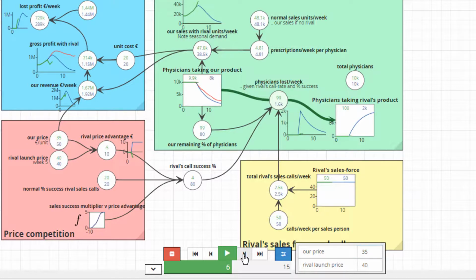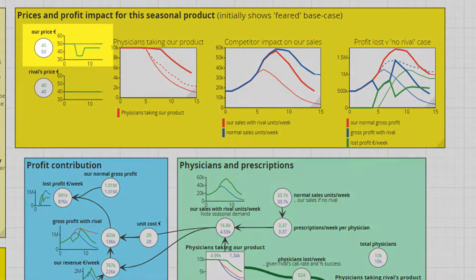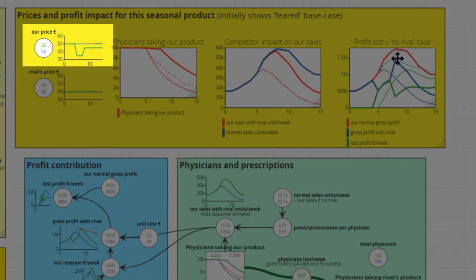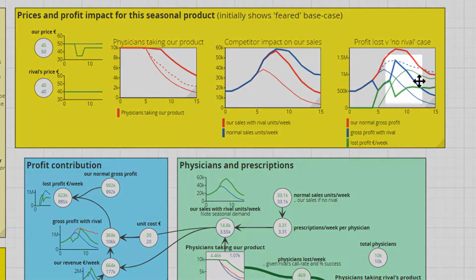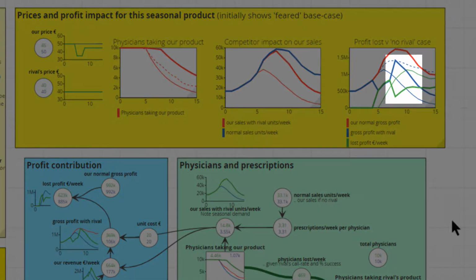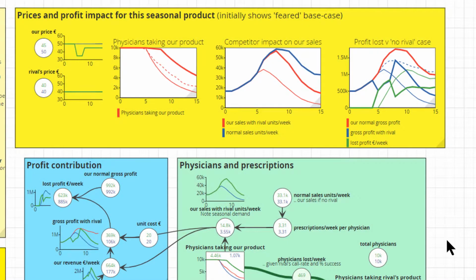Let's run that on for a few weeks, but then we put the price back up to a higher level. And we've actually protected a lot of our profit over the peak sales season. Now what we haven't done, of course, is look at what would happen if our competitor changed their price during this episode.